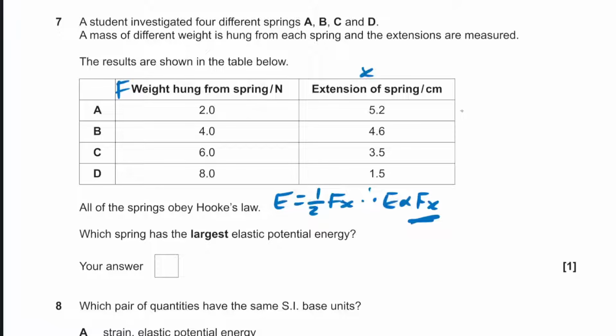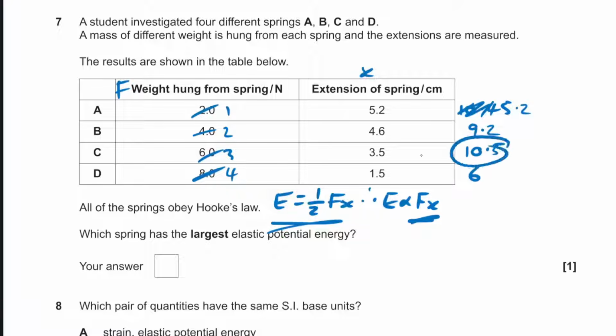So therefore 2 times 5.2 is just going to be 10.4. Of course, we know the energy is going to be half that in reality, but we don't care. Maybe we could do that actually. Yeah, let's do that. Let's just use this equation because maybe it's easy to do. So I'm going to half all these to get rid of the half from the equation. So there we go. So 2 times 5.2 divided by 2, that just gives us 5.2. Then we have 2 times 4.6, that's going to be 9.2. 3 times 3.5, that's going to be what? 10.5. And we have 4 times 1.5, that's going to be 6. So this one has the biggest one, so the answer has to be C.